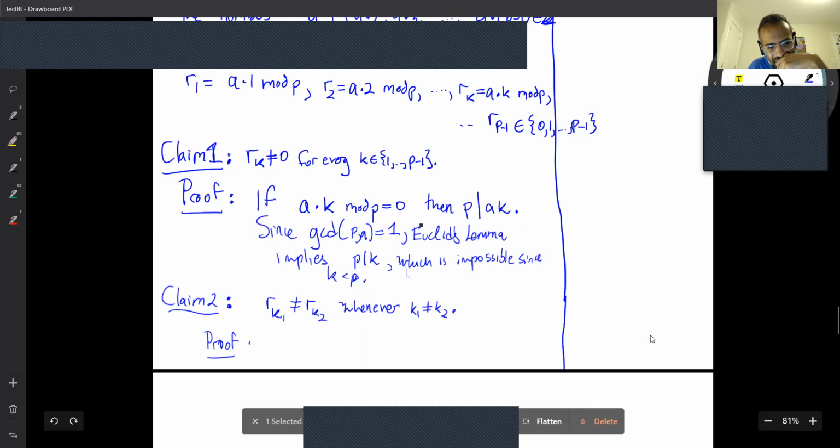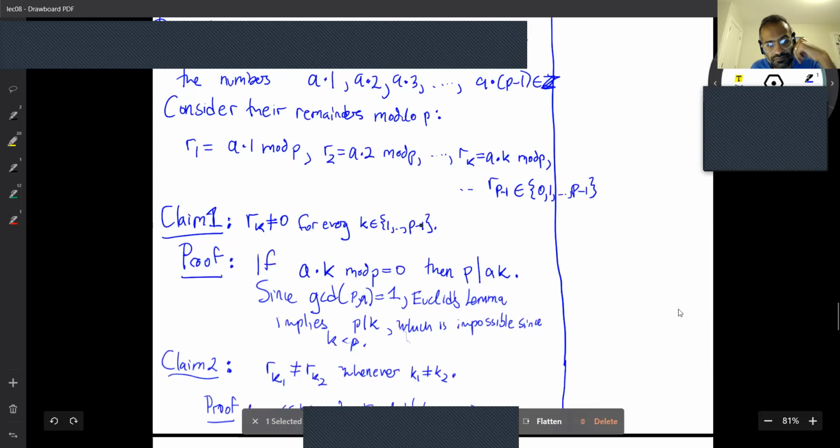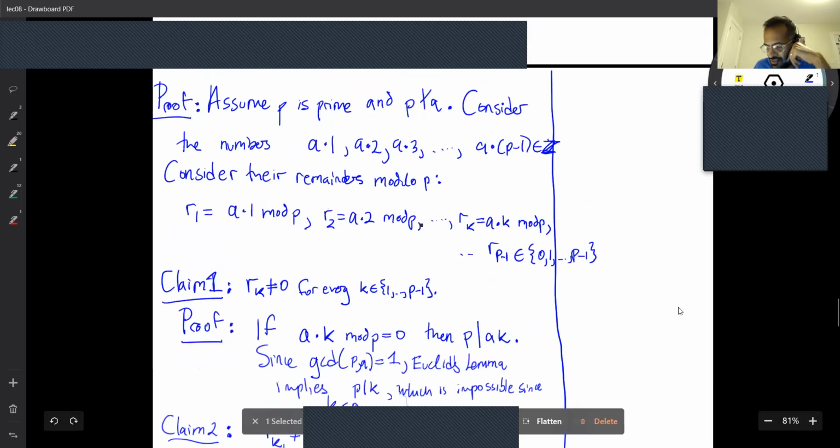Proof, I'll skip in the interest of time, but it's also just Euclid's lemma. Similarly easy. So these are my two observations regarding these numbers. And now let me just do a little numerical example, just to here's a running example.